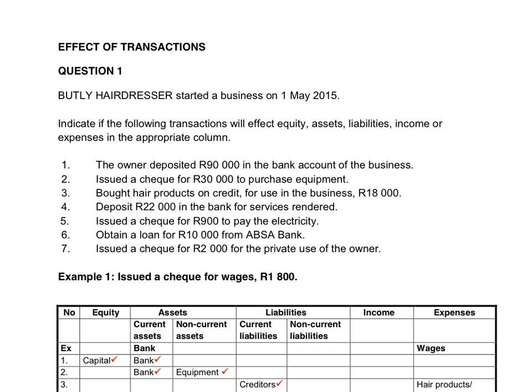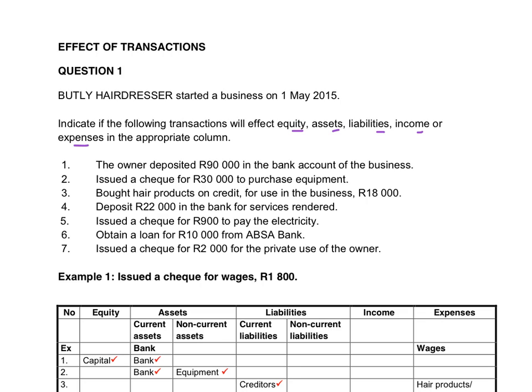Good morning. We will pay attention to the effect of transactions today. You have to indicate whether the following transactions will affect equity, assets, liabilities, income, or expenses. So what we want to see in this question is if you know which entries will affect current assets or non-current assets, current liabilities or non-current liabilities. You must not indicate whether the amount is increased or decreased. We didn't ask that in the question.